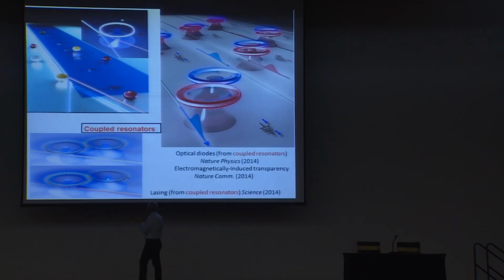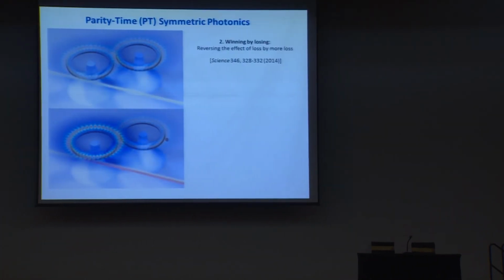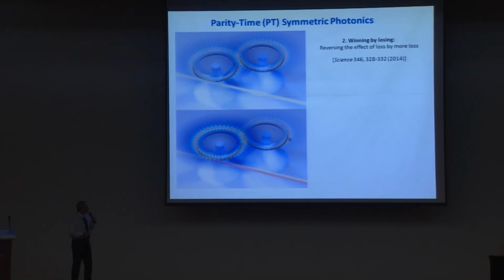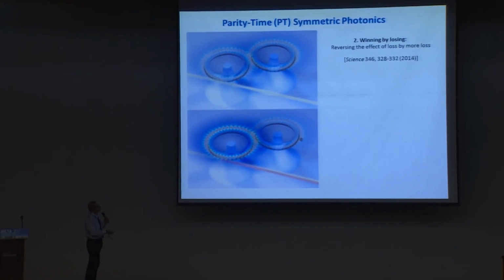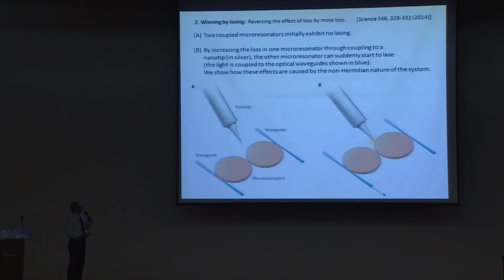Now we're going to talk about lasing, where you have 2 resonators here, and then you induce additional loss by putting a micro tip here. So the electric field moves from this toroid to this one here, producing lasing. So you're actually increasing loss in the system, and even though you're increasing the loss, you actually produce lasing, called winning by losing. Reversing the effects of loss by adding more loss. This doesn't happen in conventional systems.